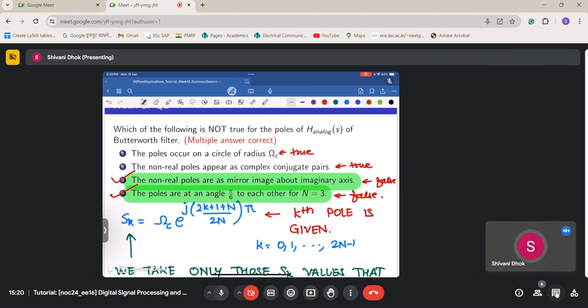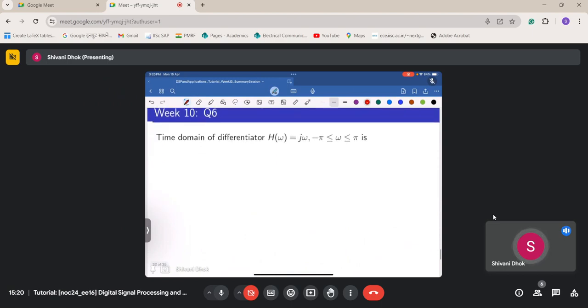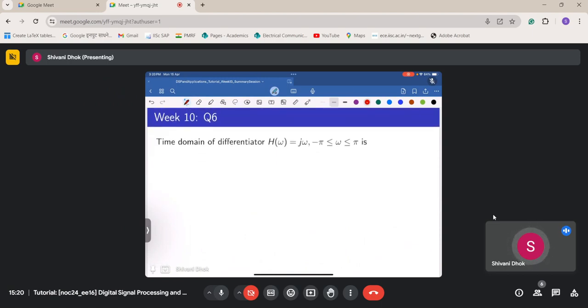Okay, if there are no queries in this particular question, let me move on to the next question now. So the next question is the time domain differentiator, H of omega equal to j omega for omega in the range of minus pi to pi. So I need to find h of n. So this h of n is given by the standard definition: 1 over 2 pi integral from minus pi to pi H of omega into e power j omega n d omega.